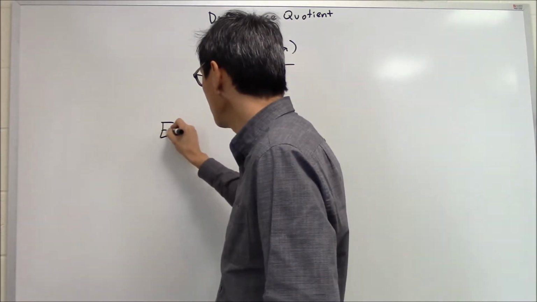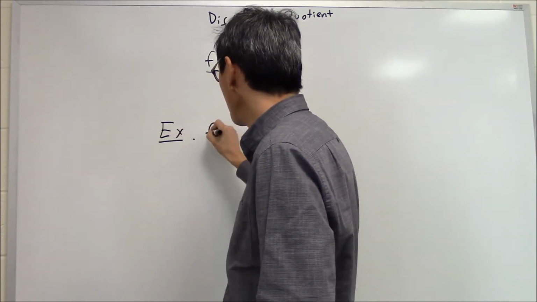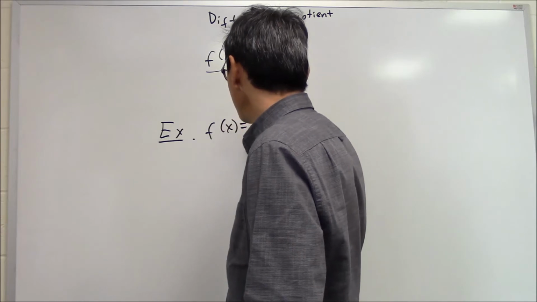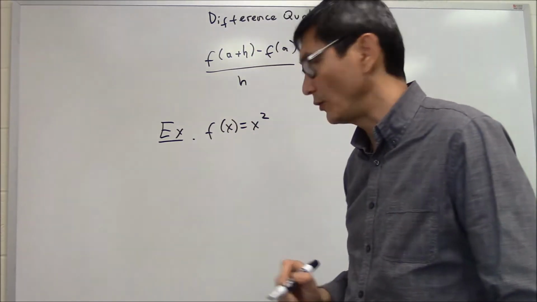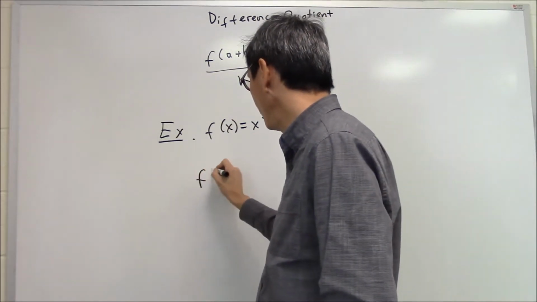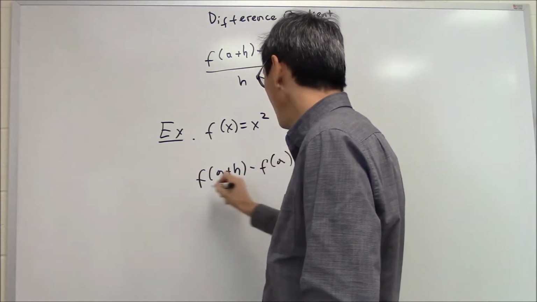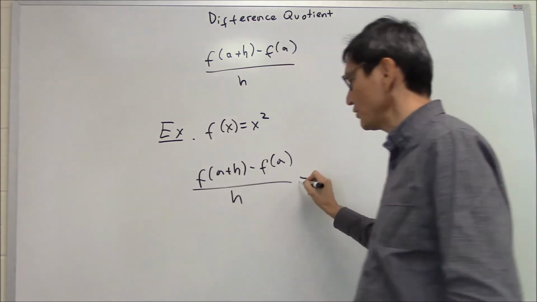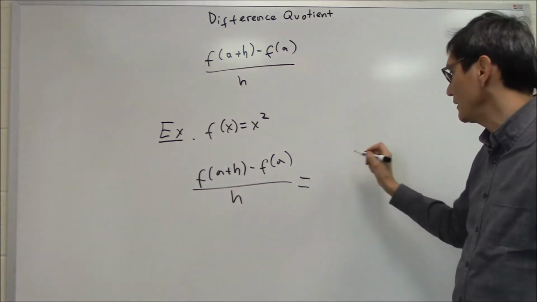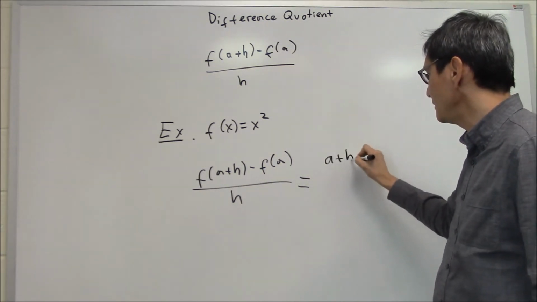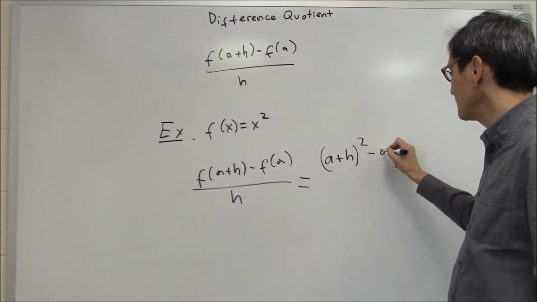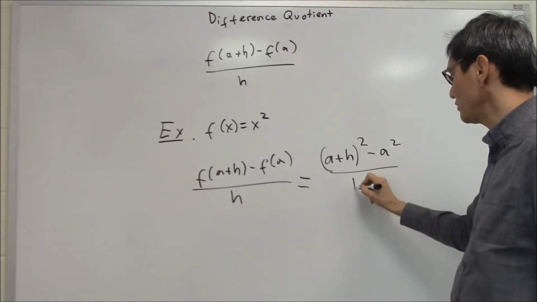I'll start with simple enough. If function f of x equals x squared, and I want to calculate f of a plus h minus f of a over h, which is difference quotient, I'm going to get a plus h squared minus a squared over h.